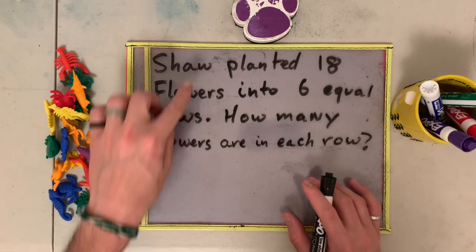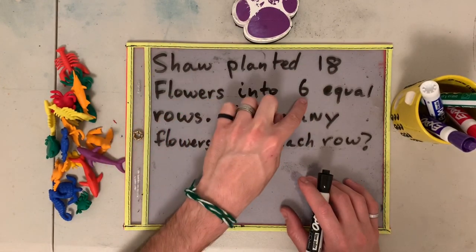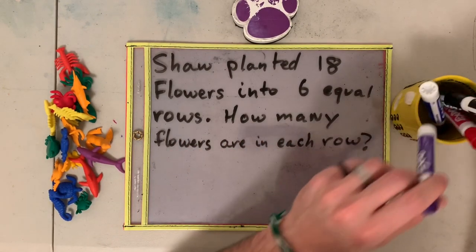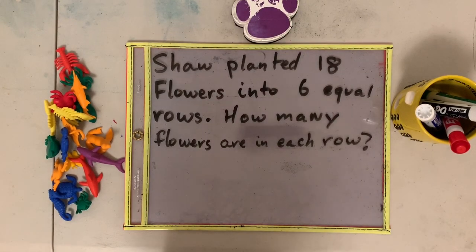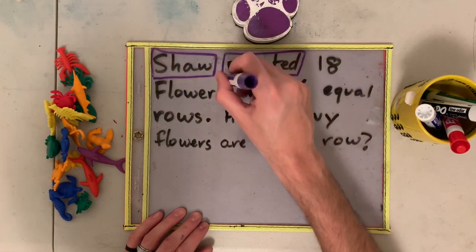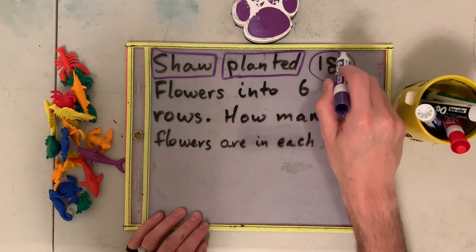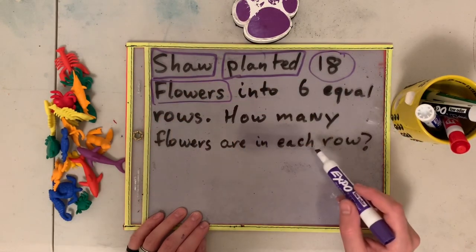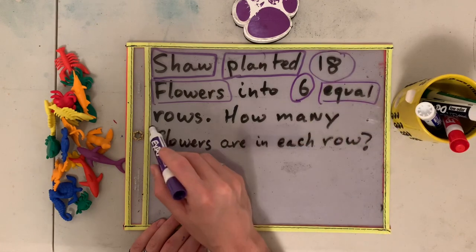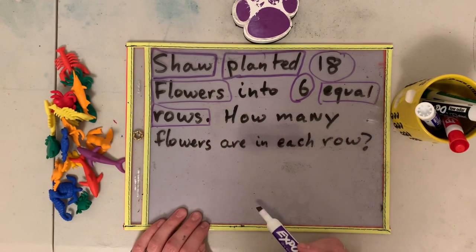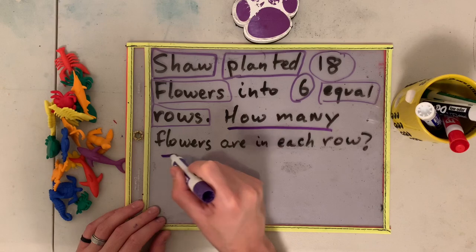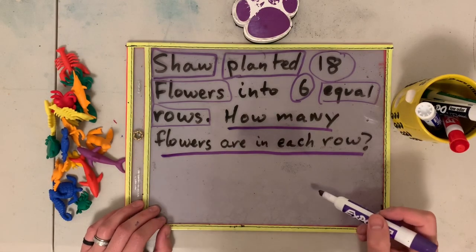Here, it says, Sean planted 18 flowers into 6 equal rows. How many flowers are in each row? Let's do this again, but doing cubes. So we're talking about Sean. And Sean, he planted 18 flowers, 18 flores. But he planted them and put them into 6 equal rows. Así que lo puso en 6 filas iguales. La pregunta es, how many flowers are on each row?